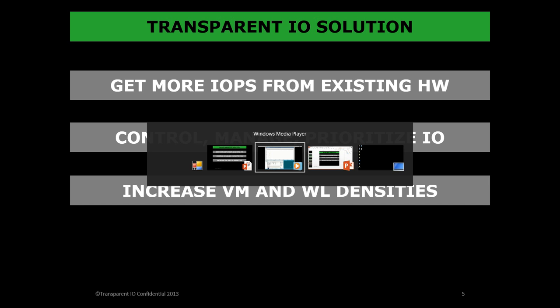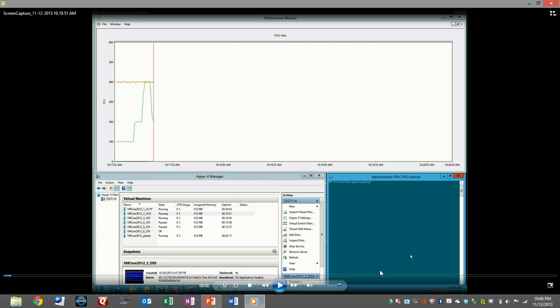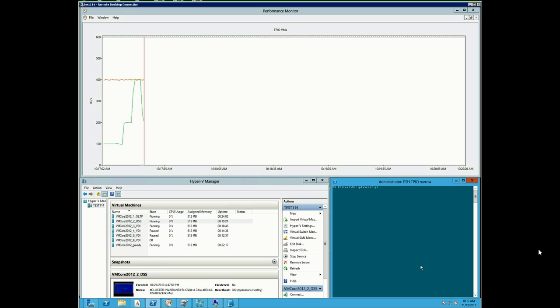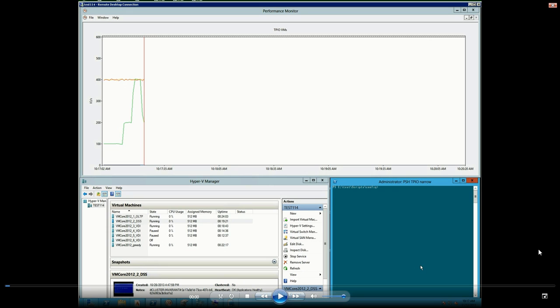servers. While this demonstration will focus on the noisy neighbor problem, our solution is also applicable to other workload contention on physical servers, such as running multiple SQL workloads.